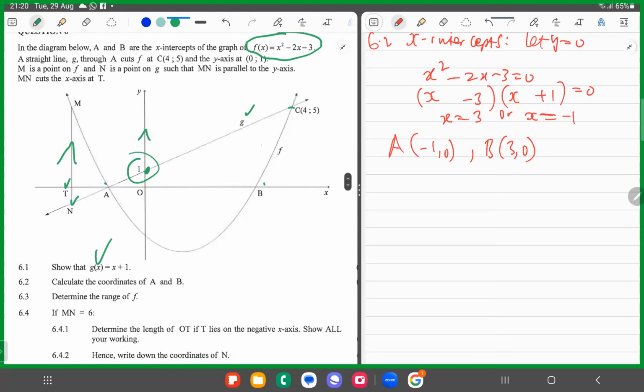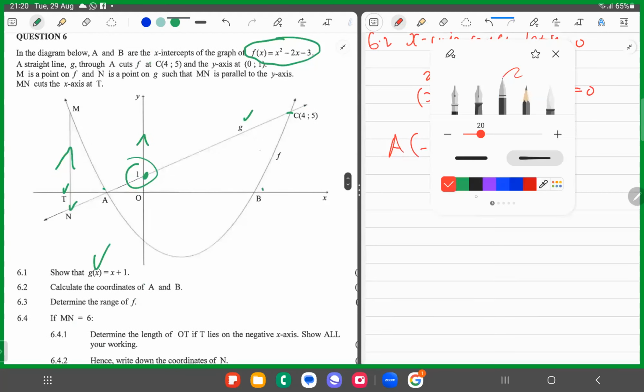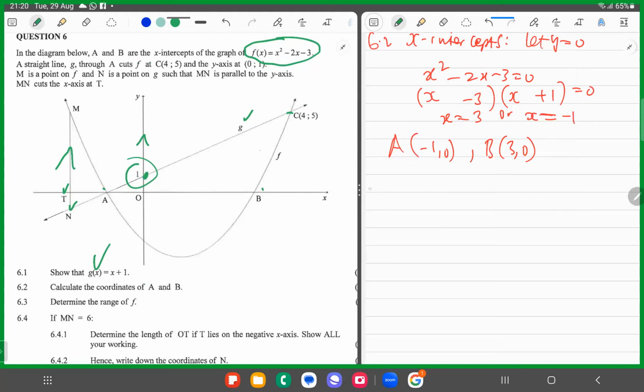so now you have 6.3. Okay. Now in 6.3 you need to determine the range of f. Right, you determine the range of f. So to find the range of f, there are a couple of things you need to look into. You already know that the coordinates of A are minus 1 and 0, and the coordinates of B are 3 and 0.